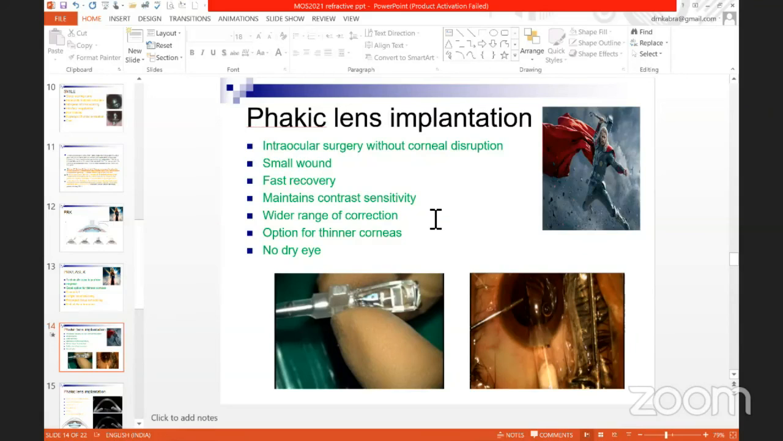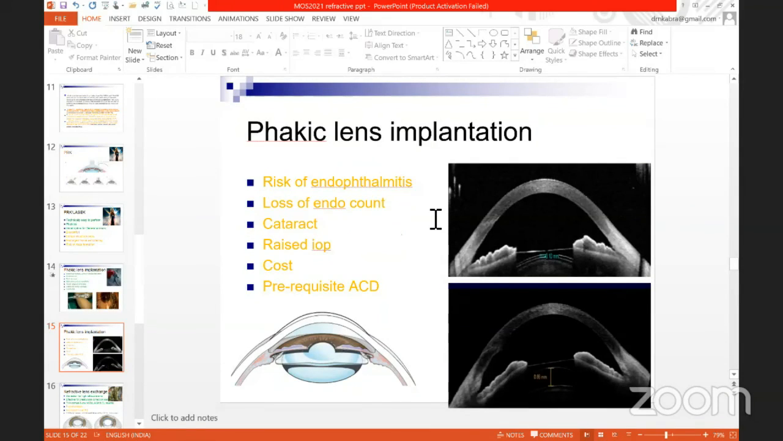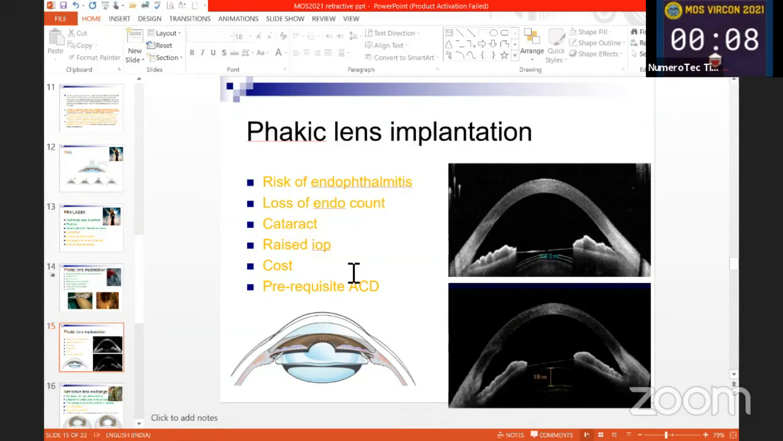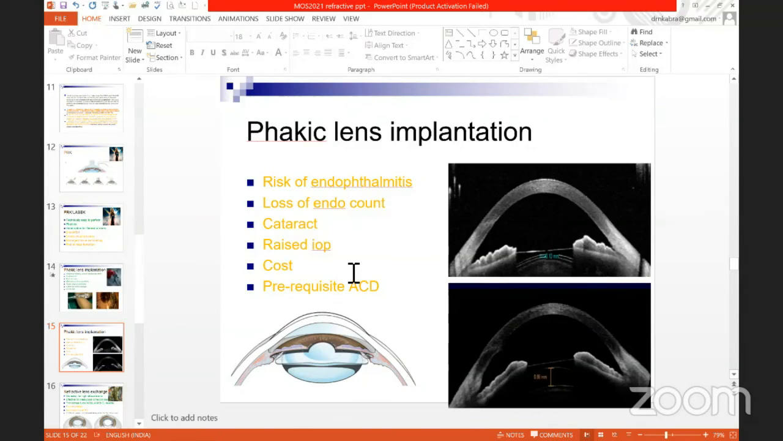But of course, the risk involved is also probably magnanimous. Risk of endophthalmitis, loss of endothelial counts, cataract, raised IOP can occasionally be found based on a lower or higher vaults, and cost, of course, is one of the limiting factor. Prerequisite ACD is one of the limitation, especially in hyperopes where shallow ACD is found. I'll wrap up in a minute's time, sir.